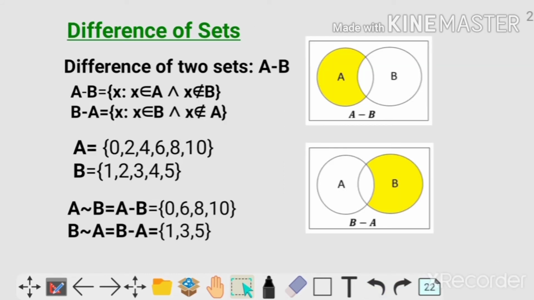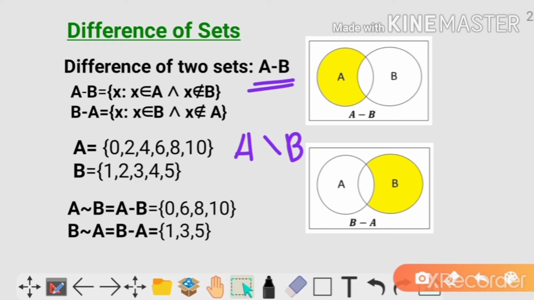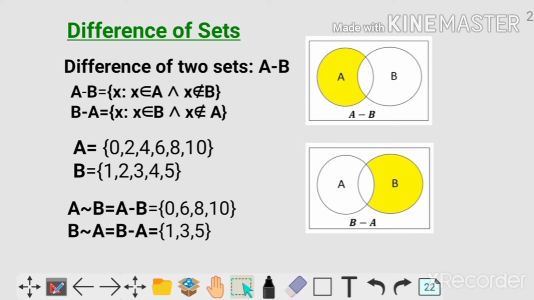Now we'll talk about the difference of sets. Difference of two sets is denoted by A minus B. Sometimes actually the sign is this slanted minus, not the exact minus. Here I have no option on the keyboard, so I have to use this. Now you use this sign when you write on paper. Okay, now look at this.